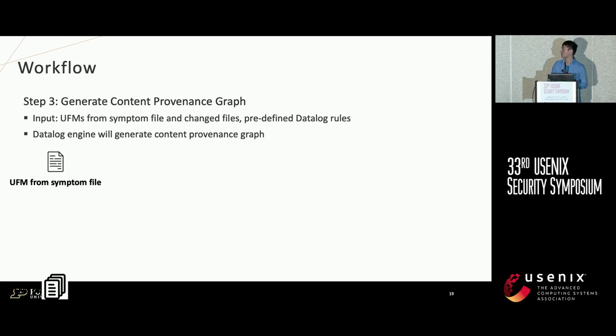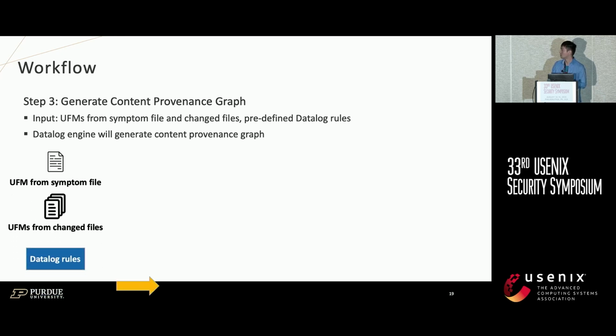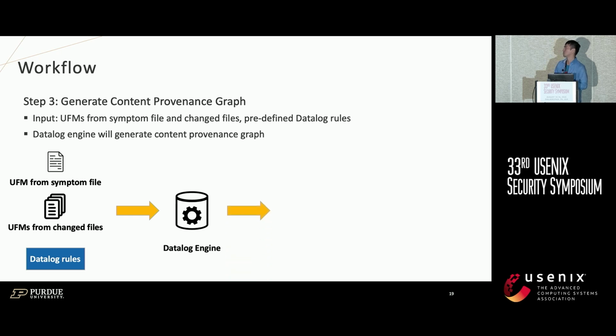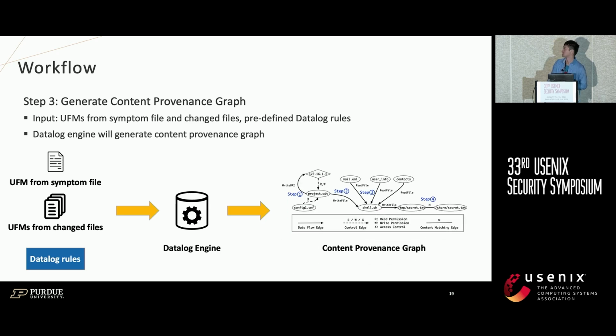Here I have an illustrative graph to highlight this process. We have the universal file model from a symptom event. And similar to information retrieval, we will match this symptom file with other files which changed between two snapshots. We have predefined a set of Datalog rules, which define several different edge types: the data flow edge, the control flow edge, and the content match edges.